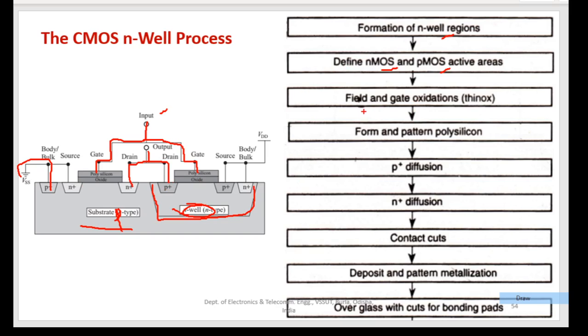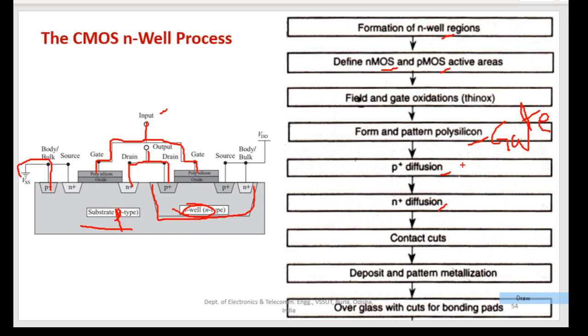Next is field and gate oxidations, thin-ox. The oxidation layers are required. We have seen in the formation of NMOS the thin oxidation layer and the thick oxidation layers, right? Then form and pattern polysilicon. After the deposition of the oxidation layer, we deposit a layer of polysilicon. This polysilicon layer is actually used for defining the location of the gate. Then P plus diffusion areas are done, N plus diffusion areas are done for NMOS.